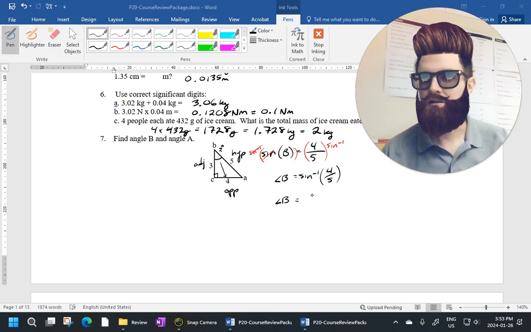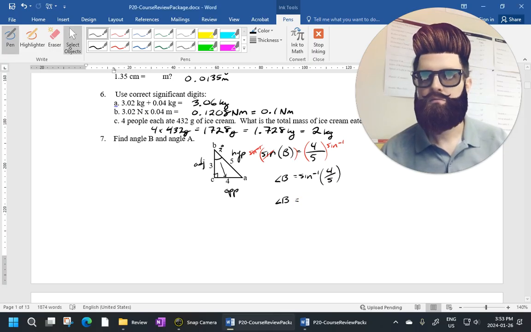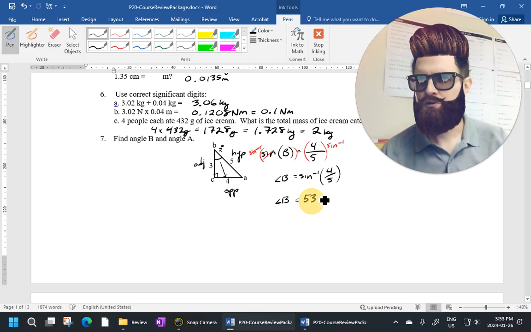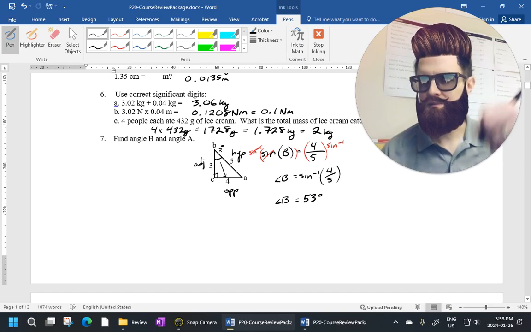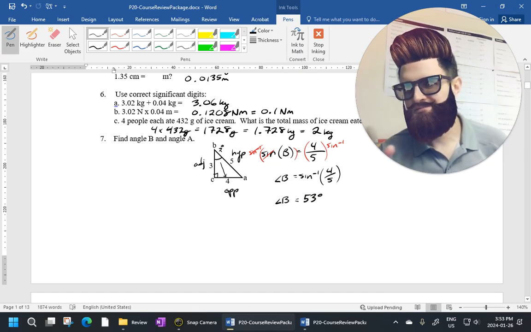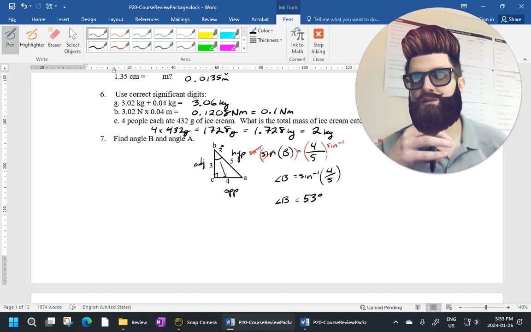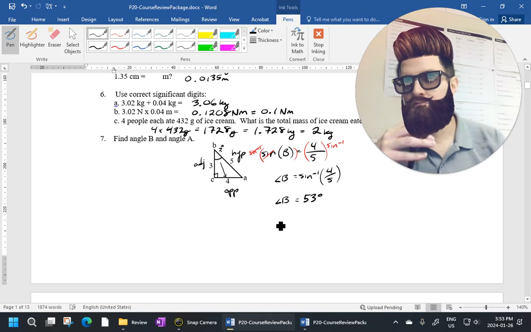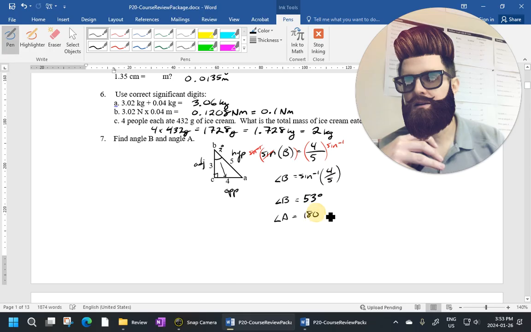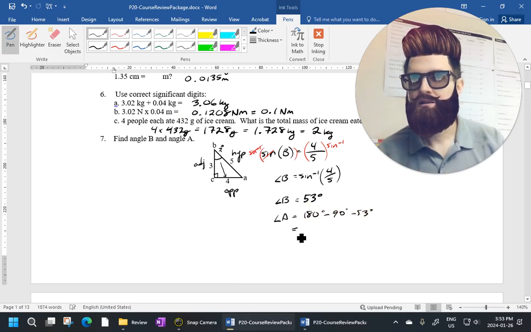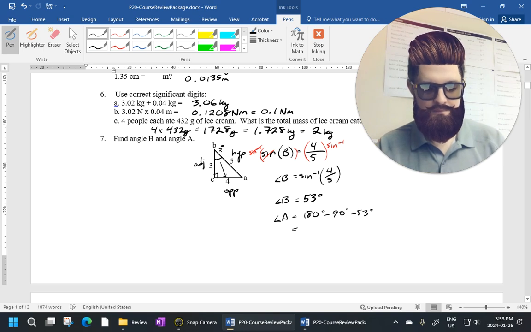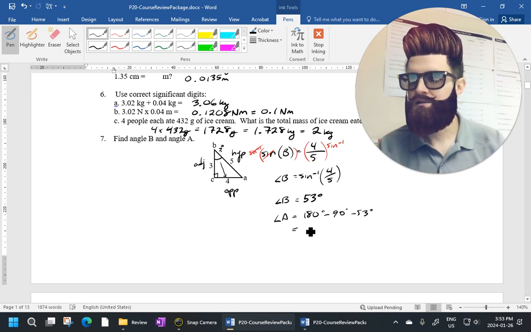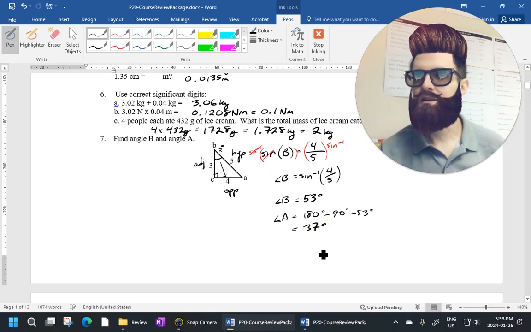All right, so that angle is going to be 53 degrees. It's 53.1, etc. Sig digs in angles is different than sig digs in numbers, but they don't have many decimals, so let's not use decimals. Find the other angle, use the 180 rule. So angle A is going to be 180 minus the 90 that's already there, minus the 53 we just found. So angle A is going to be 37 degrees. There we go.